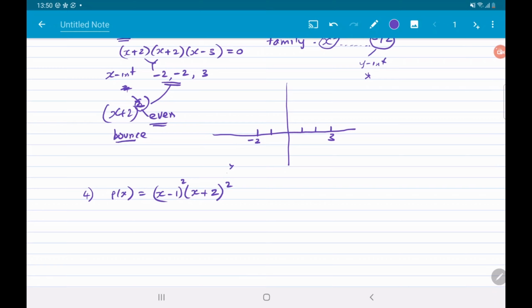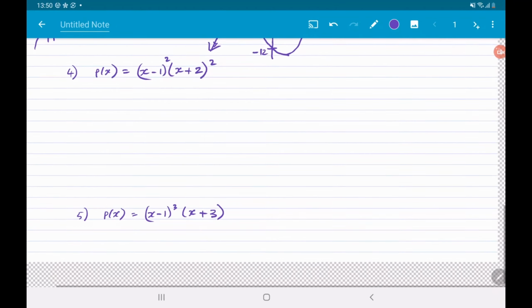So we'll come up, bounce off minus 2, go down through your x-intercept, which is minus 12, and then go up through 3. So just be aware of these roots where the graph bounces off. In the same way, an x squared graph will bounce off the axis as well, as will minus x squared.